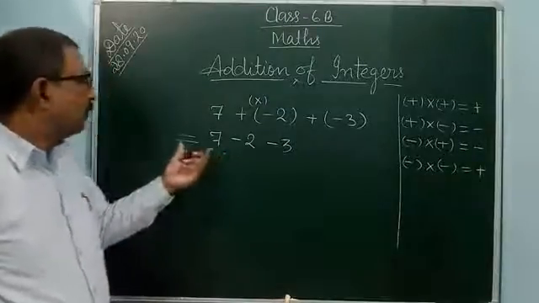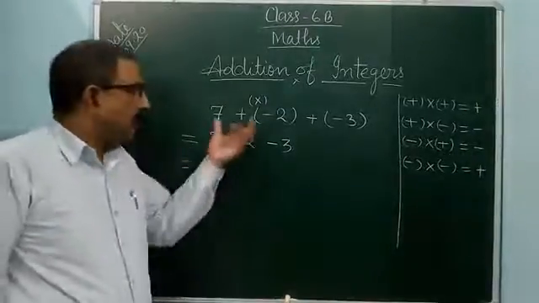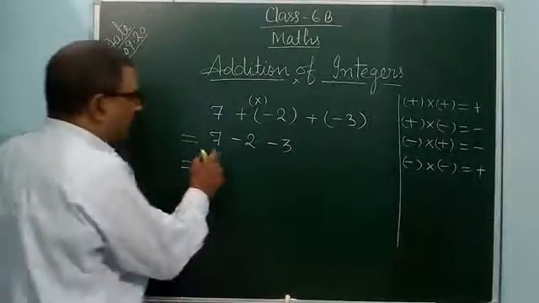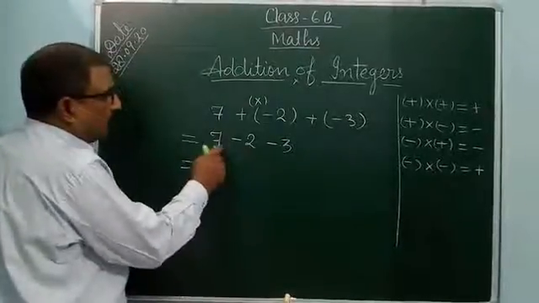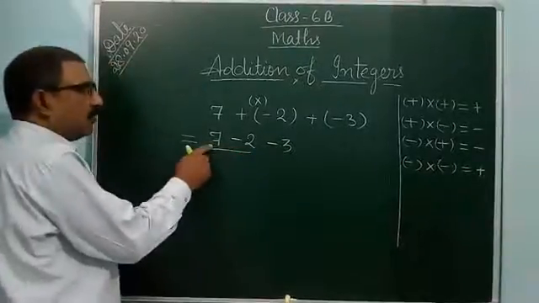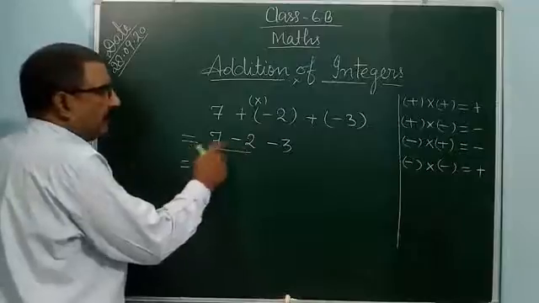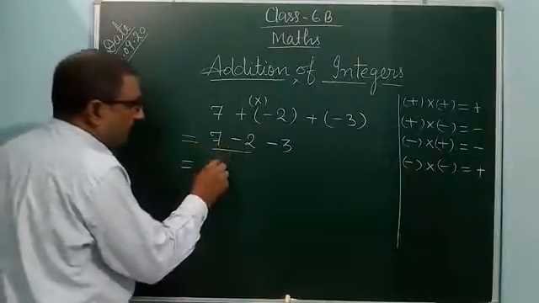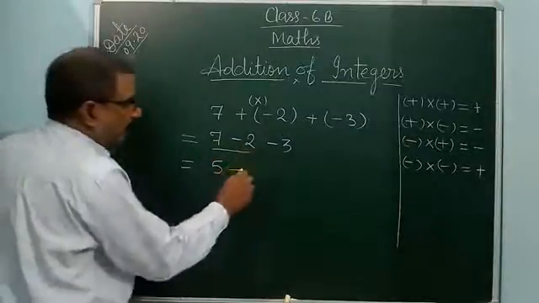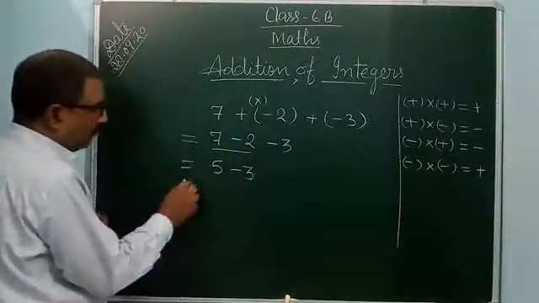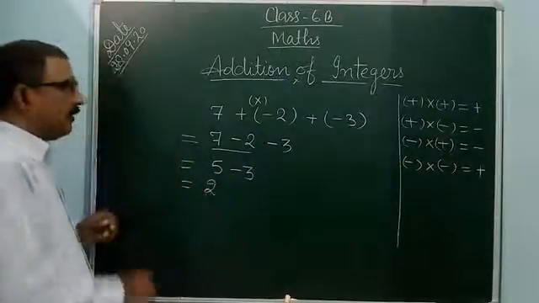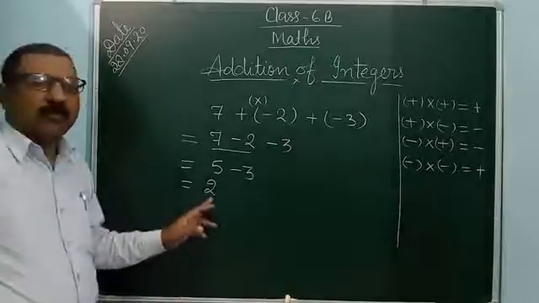You can solve this expression in two ways. One is you can take plus 7 and minus 2. 7 is positive, minus 2 is negative, 7 minus 2 means 5. Again minus 3 here, you can solve it. 5 minus 3 is equal to 2. In this way, the answer is positive 2.